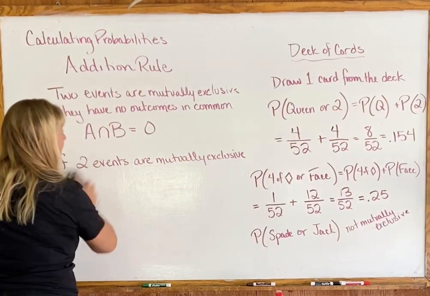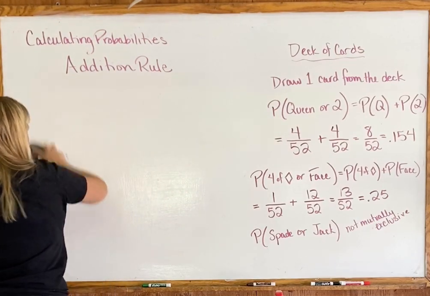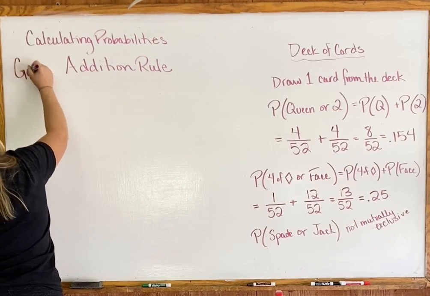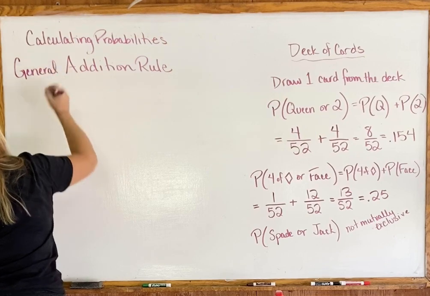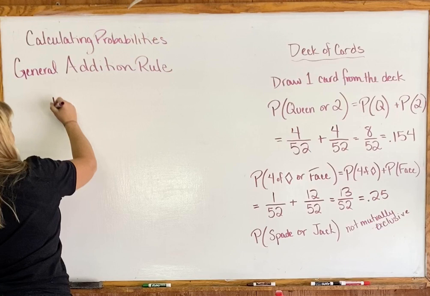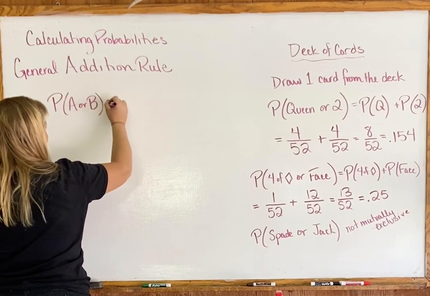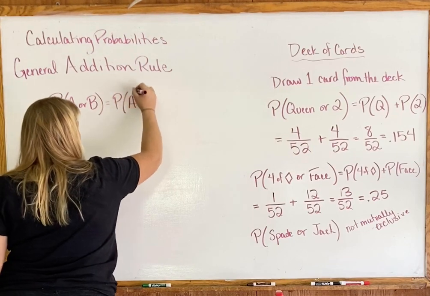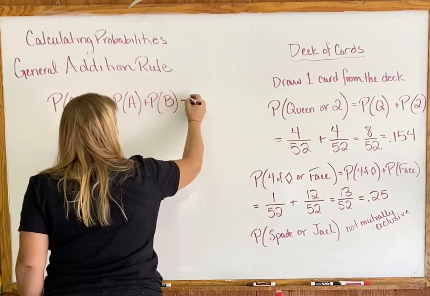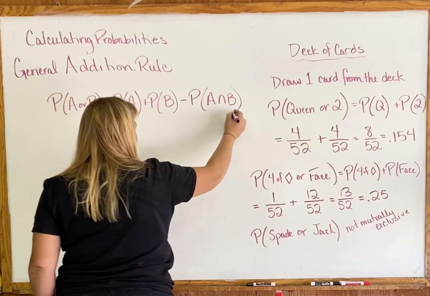So when things are not mutually exclusive, the way this changes is, instead of this just being the addition rule, we call this the general addition rule, okay? And this just says to find the probability of A or B, we take the probability of A plus the probability of B, and we subtract the probability of A intersect B.